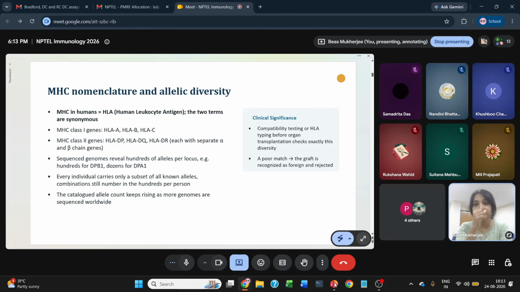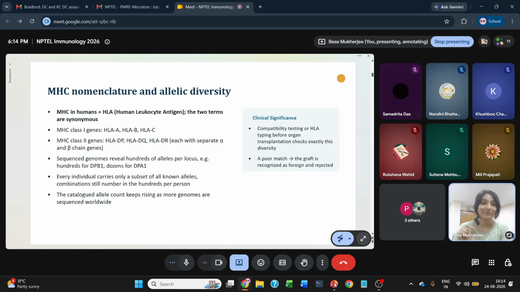For example, hundreds of DPB1, dozens of DPA1. So this DP also has variants, A1, B1, etc. All of these variants are there. Now each individual carries only a subset of known alleles. Combinations still number in the hundreds per person, so basically this varies from hundreds to thousands in a person. The cataloged allele count keeps rising as more genomes are sequenced worldwide. So if you consider the entire population of humans, you will see much variation there.